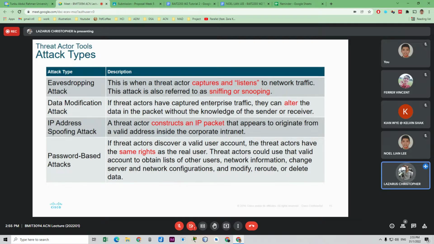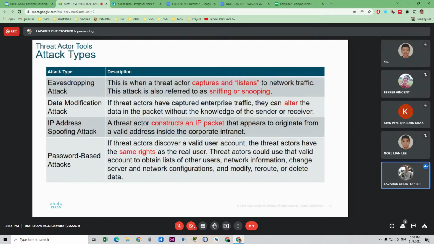Data modification attack, they capture traffic, but not only do they just listen to it, they can do extra, which means they can alter and forward. But the thing is, the receiver doesn't know about it because it happens in the middle of the transport. Sender also doesn't know, right? So not only do you drop, but you capture and modify the packet or the frame, whichever PDU that you want to modify.